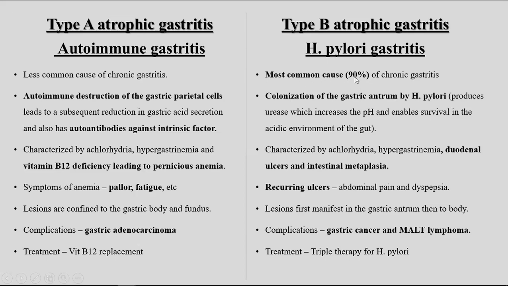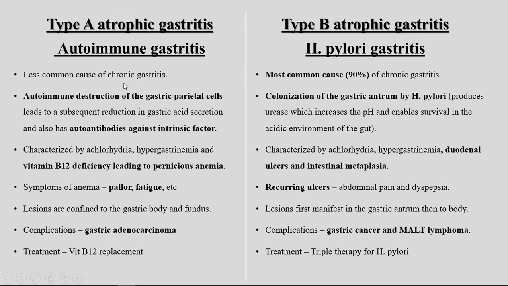So in this case, it's the most common cause of chronic gastritis, where you have, like I said, colonization by H. pylori, which prefers to sit in the gastric antrum because there's less acid over there. It's characterized by achlorhydria, hypergastrinemia. That's common to both types of atrophic gastritis. Achlorhydria is when you have a decrease in HCl production, and hypergastrinemia is when you have an increase in gastrin production.